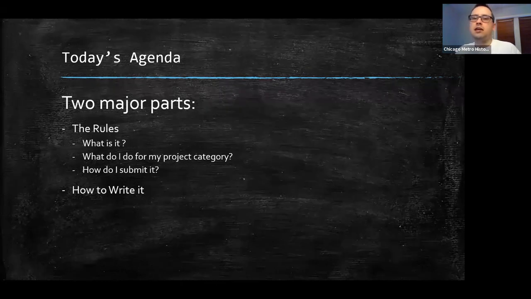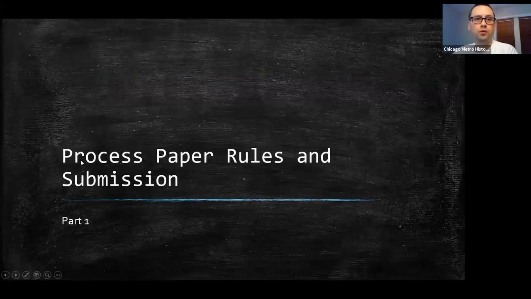And then the second major part of today will be how to write it. The process paper has four major parts, and we'll go over them one by one, how to answer those different sections and talk about those different sections of the process paper. So first, let's jump into part one, talking about the rules and submission process.